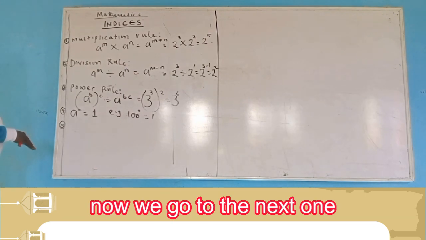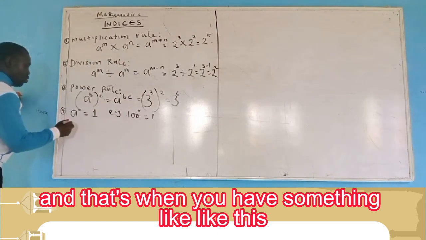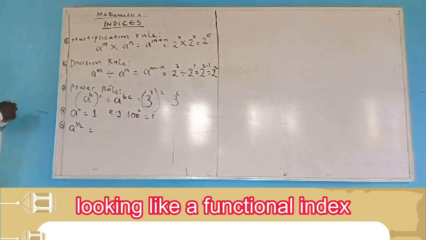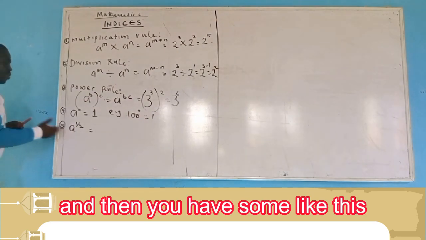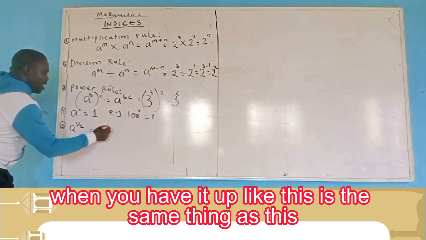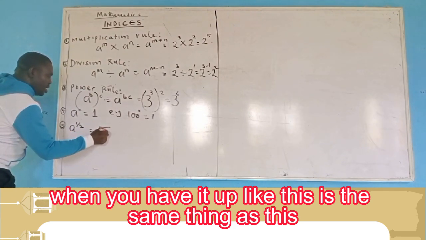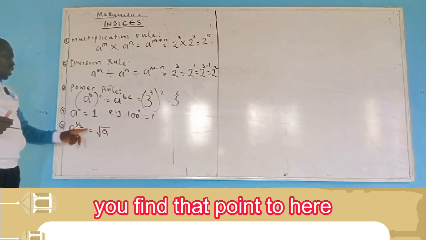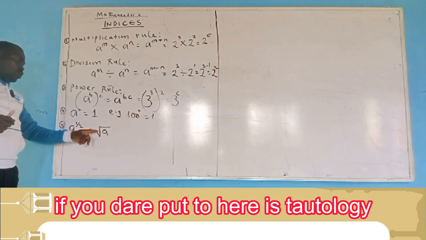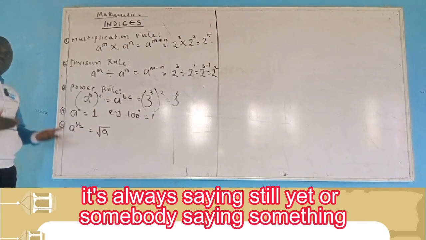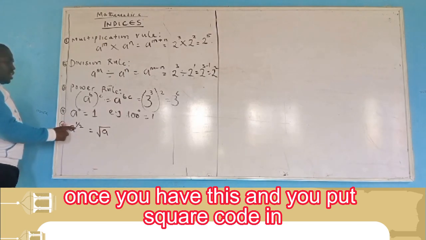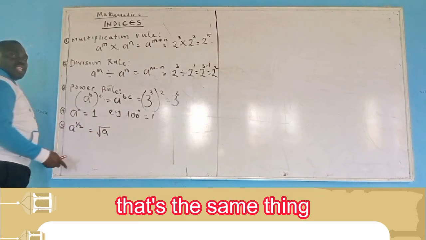Now we go to the next one, which is very important, and that's when you have something like this, looking like a fractional index. When you have it like this, it's the same thing as this. You find some people want to transcribe this to this. If you dare put it like that, it's tautology. It's like somebody saying ATM machine, or somebody saying 7 a.m. in the morning. That's tautology. There's no point. Once you have this, you put the square root of a, that's the same thing.